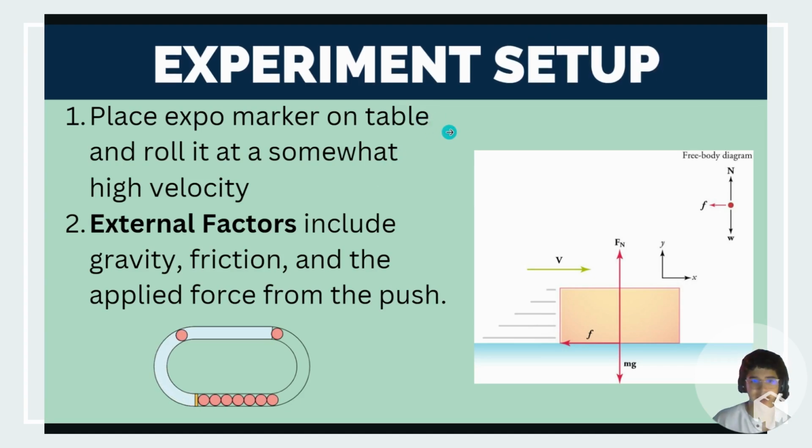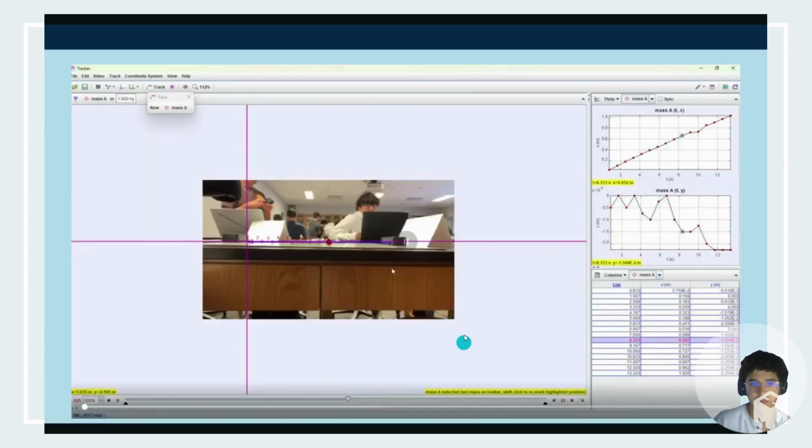So the experiment setup, what I did was I placed an expo marker on the table and just rolled it at a somewhat high velocity so that we could try to negate friction as much as possible in the calculations. And external factors include gravity, friction, and the applied force from the push.